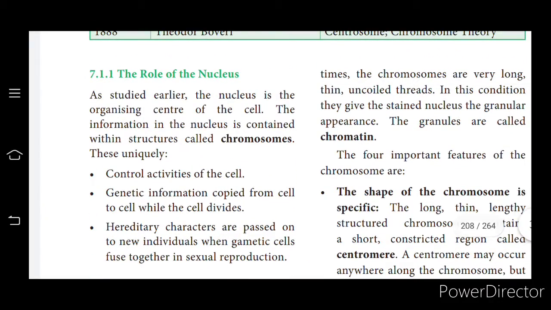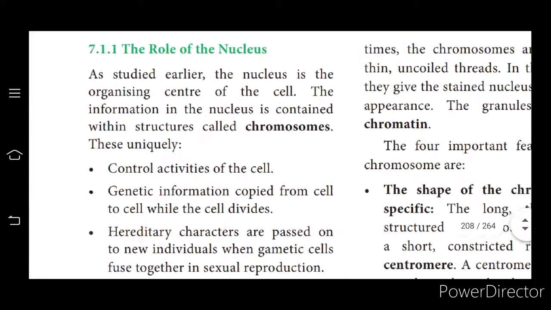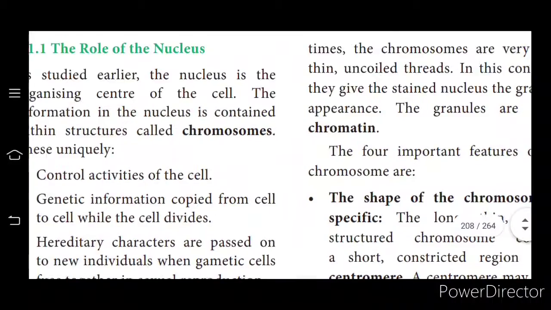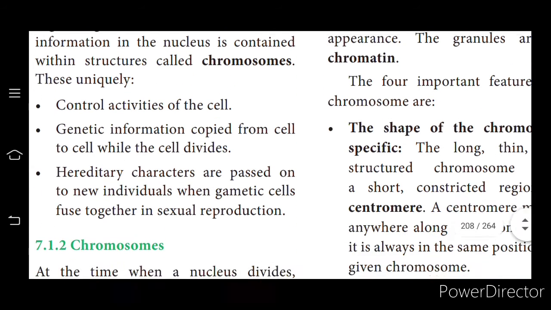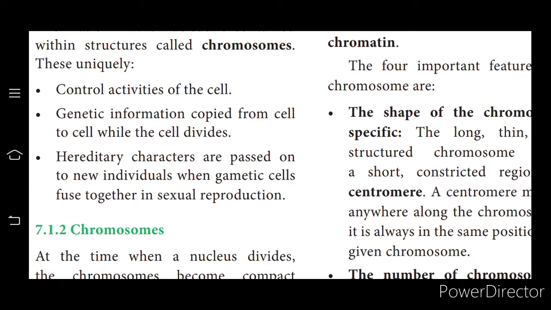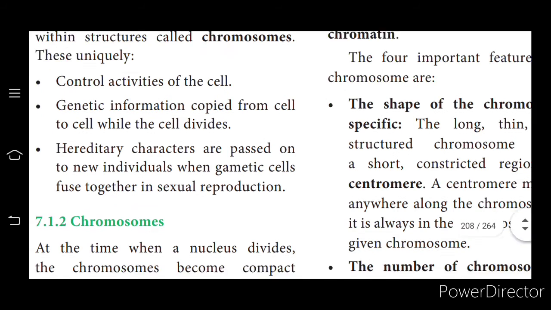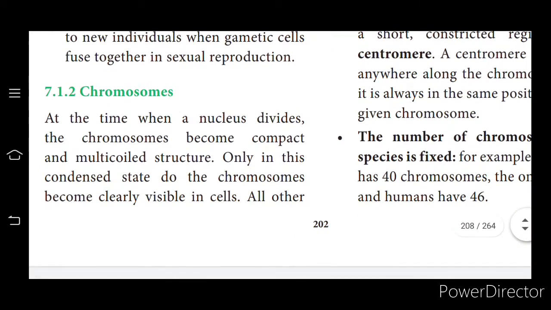Then the role of the nucleus. As we were learning the structure of the nucleus, we were talking about the chromatin reticulum. In the nucleus we have the presence of chromatin reticulum and it is turning into chromosome once it is getting condensed. So what is the role of the nucleus? It controls all the activities of the cell and it has the genetic material which is responsible for heredity.